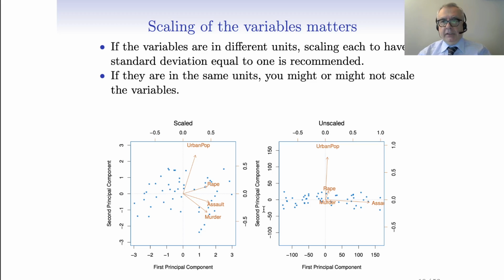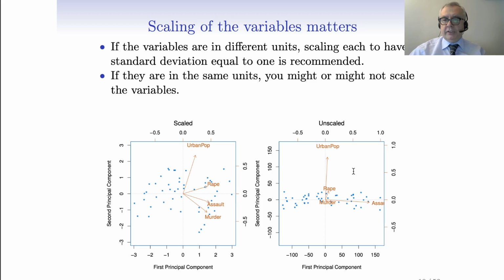On the other hand, if you are using the same units, and here in the case of USA arrest data, for instance, rape, assault, and murder, they are all the number of arrests, you might or might not scale the variables. You must be aware that you can get very different results. So if you scale, you have this left figure that we have already seen.